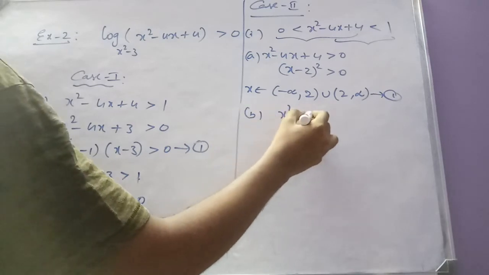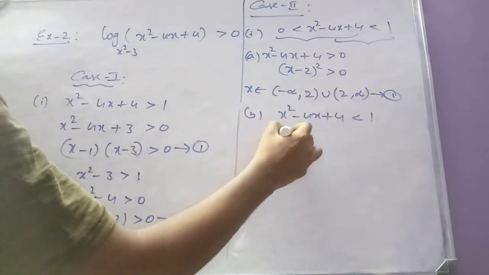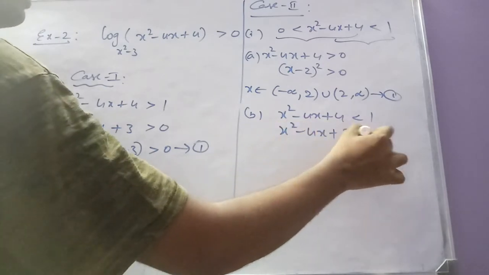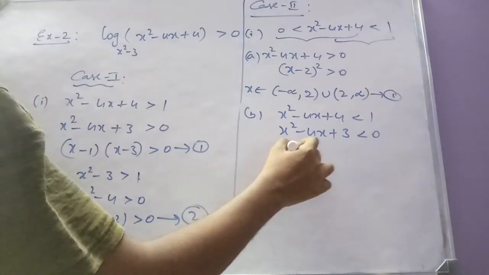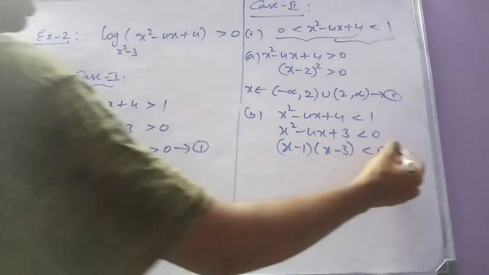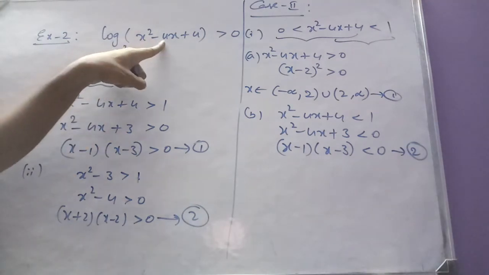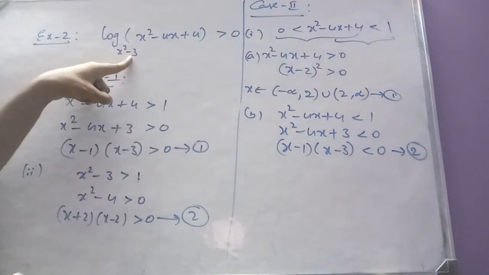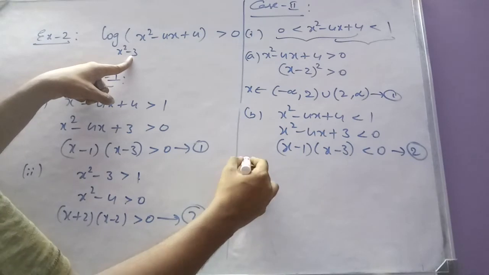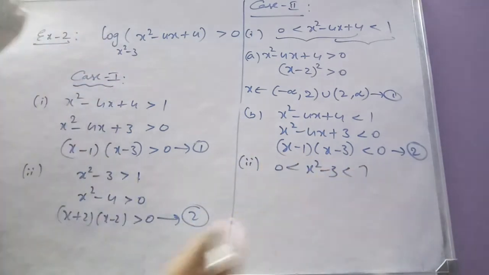So if you take these two, you will get x square minus 4x plus 4 less than 1, and if you take 1 to the left side, you will get x square minus 4x plus 3 less than 0, and if you factorize it, you will get x minus 1 into x minus 3 less than 0. So this is the second inequality here. And finally, I told you if this is a proper fraction, then this one is also a proper fraction, right? Which means that x square minus 3 is between 0 and 1.